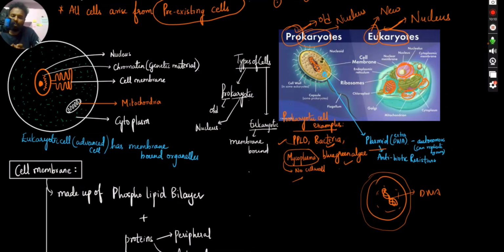There will be a separate compartment or membrane for the nucleus, a separate membrane for mitochondria, a separate membrane for the Golgi apparatus, a separate membrane for vacuoles, and centrosomes and lysosomes will be there. But in prokaryotes, there won't be any membrane, right? Everything will be floating at only one point, like in the middle of the cell.